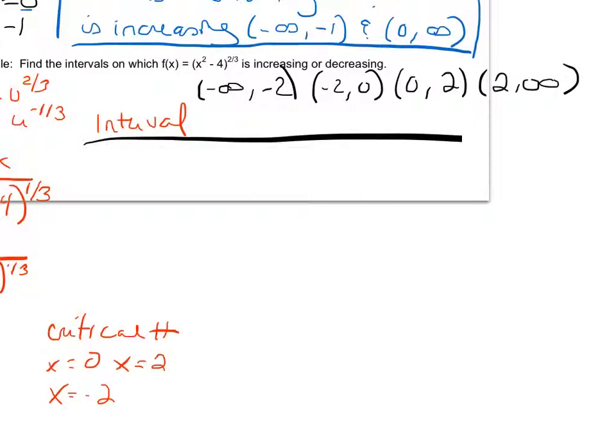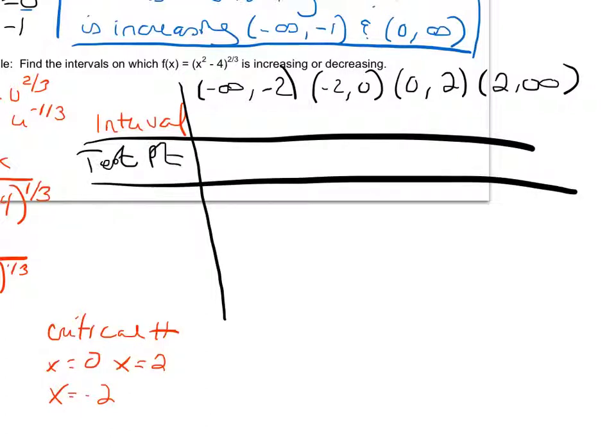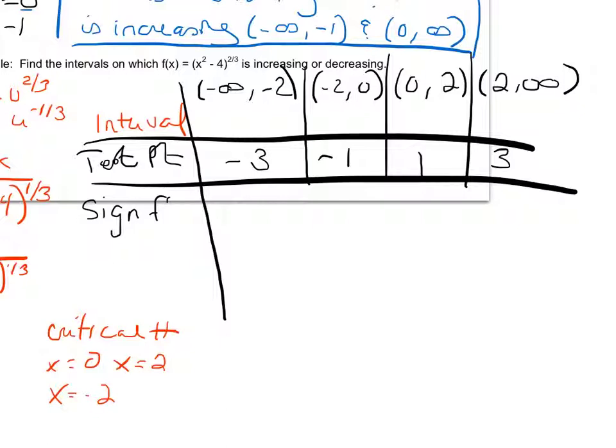After I have my intervals, I'll go ahead and pick a test point from each interval. So from negative infinity up to -2, maybe I pick -3. From -2 up to 0, -1. From 0 up to 2, 1. And from 2 up to infinity, 3. After I pick my test point, I'm going to plug it into my derivative and figure out what the sign of my derivative is at my test point.